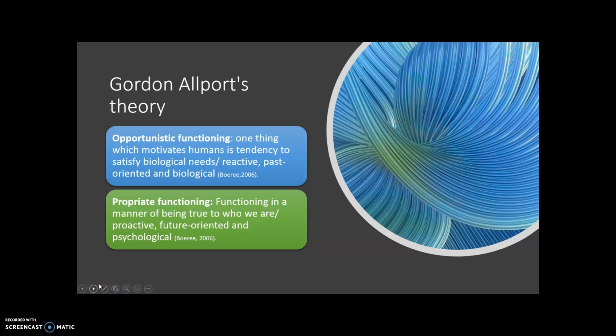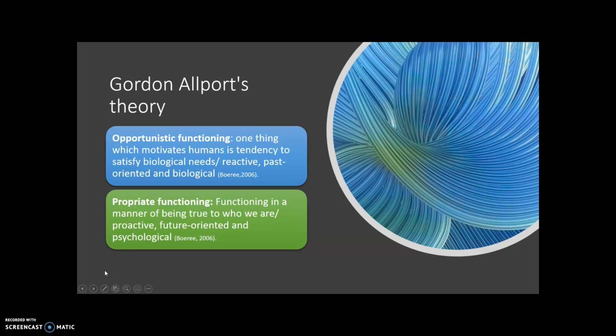One thing that Allport believed is that human beings had the tendency to satisfy biological survival needs, and this is what they were motivated by. He referred to this as opportunistic functioning, which is the tendency to satisfy biological needs, which looks reactive, past-oriented, and biological.